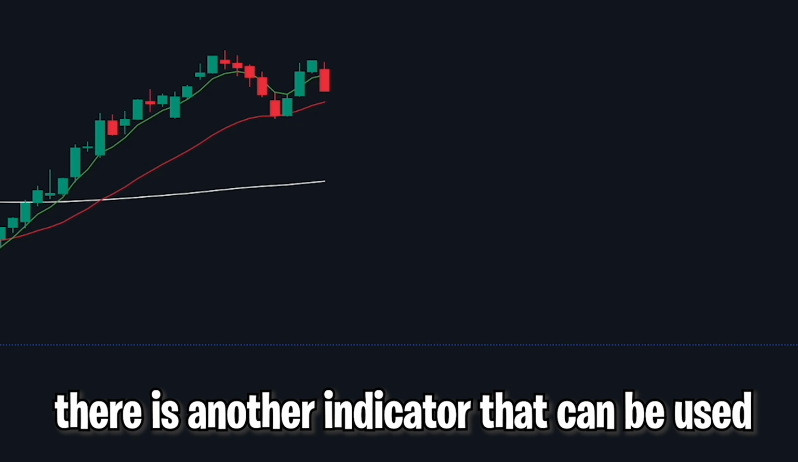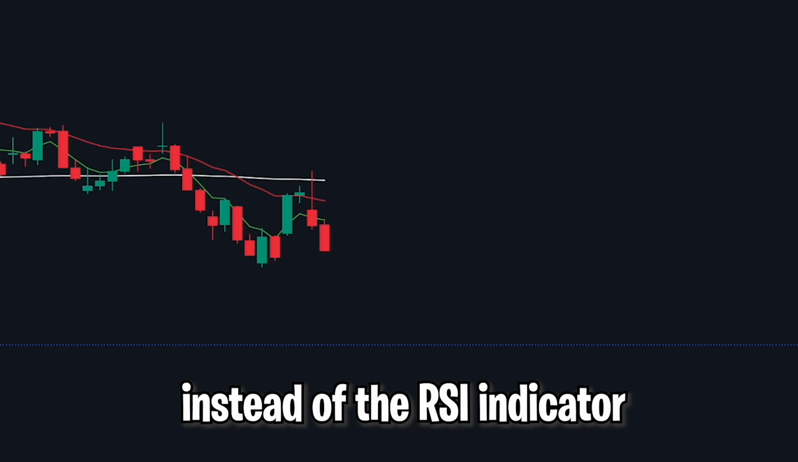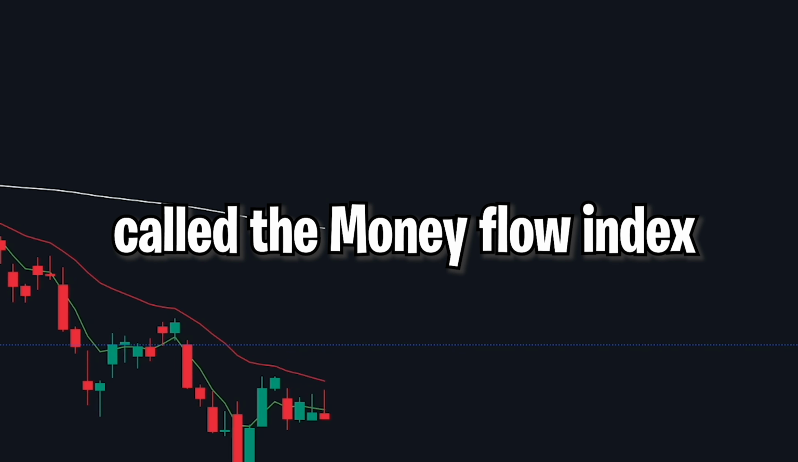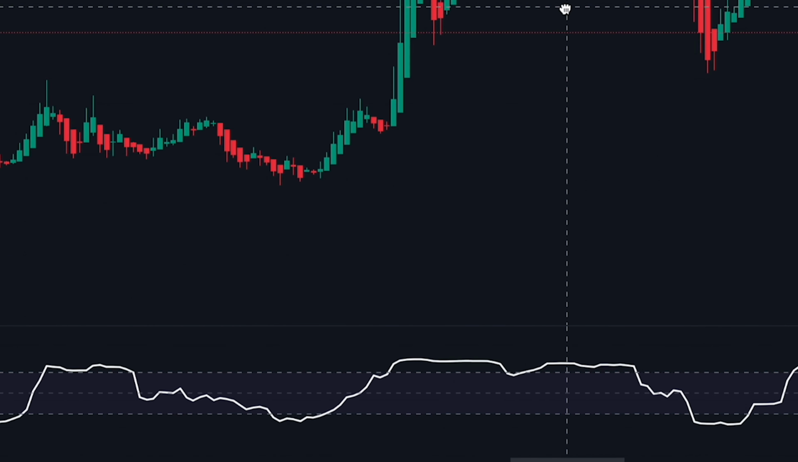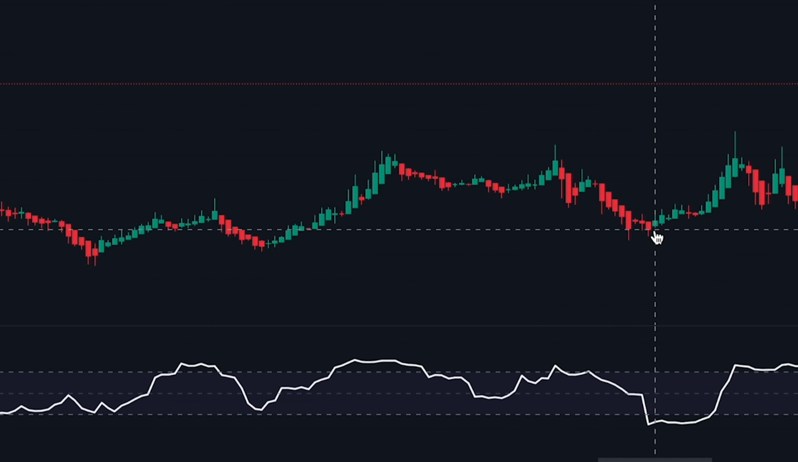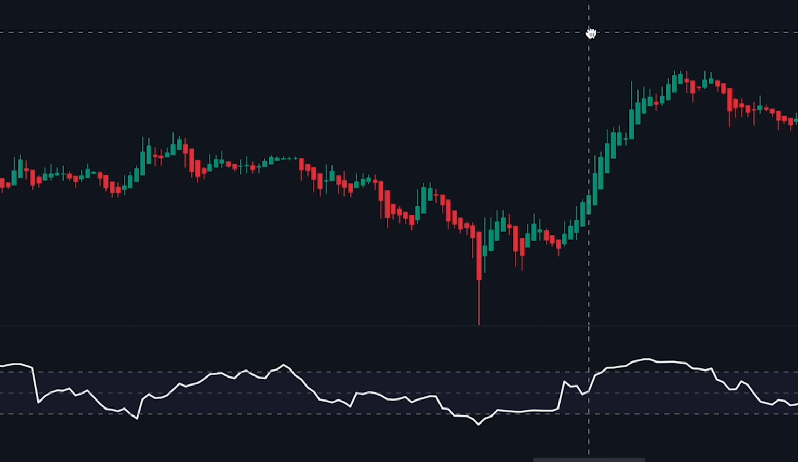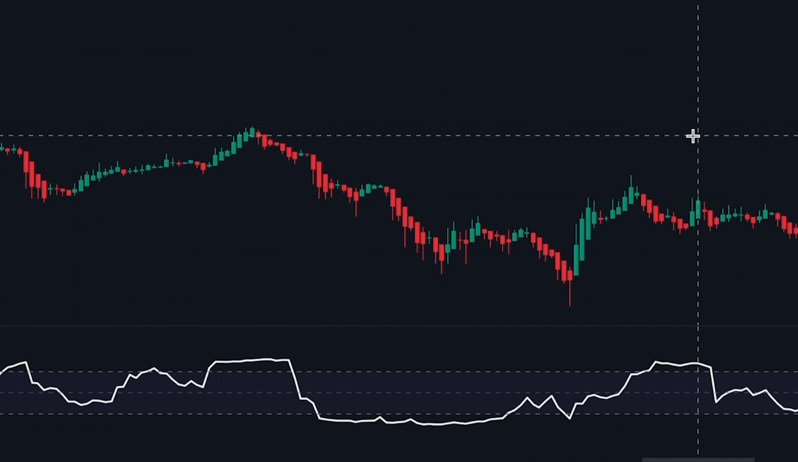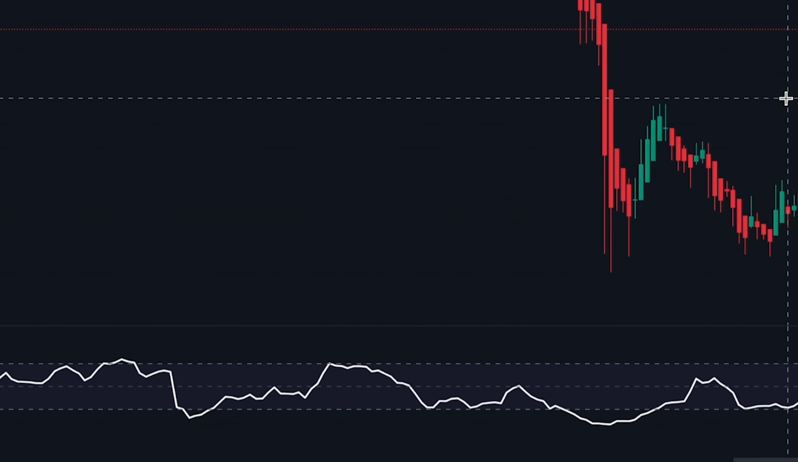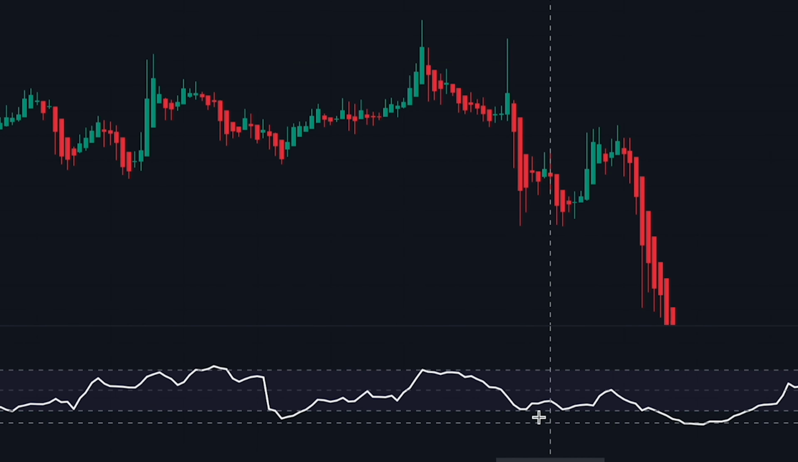Fortunately, there's another indicator that can be used instead of the RSI indicator, called the money flow index. Because it considers both price and volume, the money flow index is a much better predictor of market momentum. This is so that traders can recognize major price movements before they happen by taking the market's volume into account, which gives the MFI a more comprehensive picture of the market sentiment.